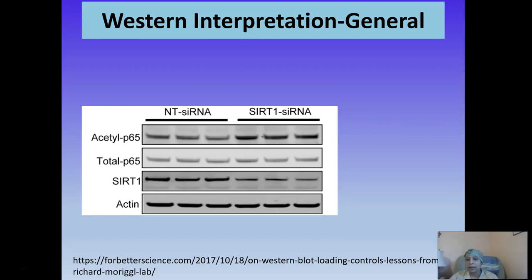So generally speaking, in a Western, you're going to have your proteins of interest that you run in your different samples, and then you're going to have some type of a loading control. Very important to have that loading control.